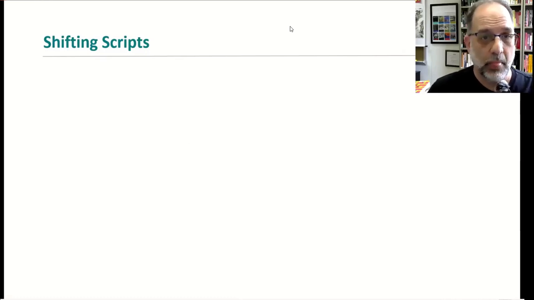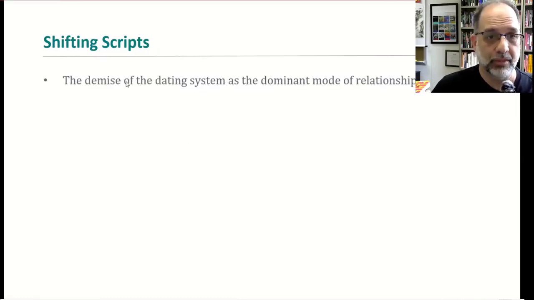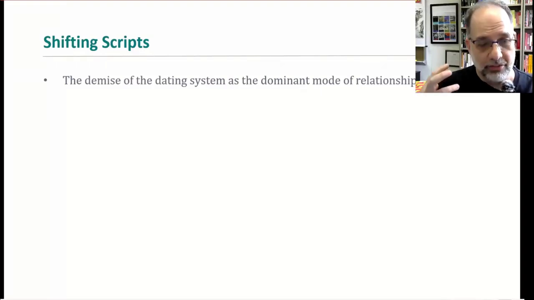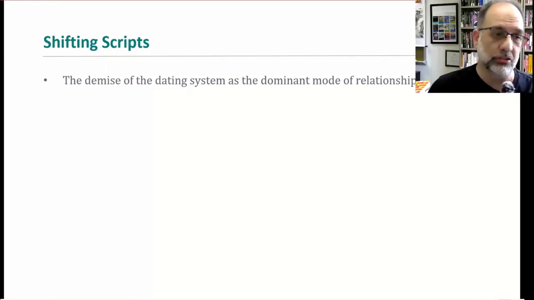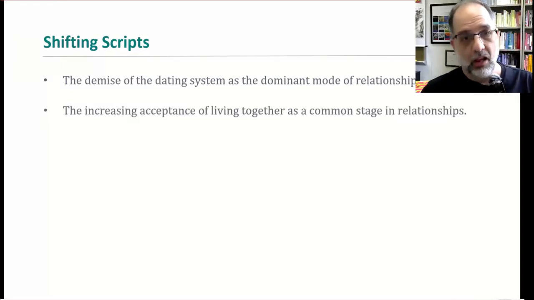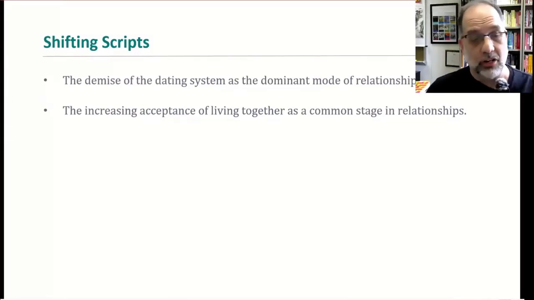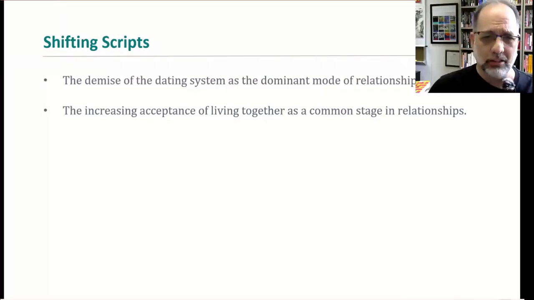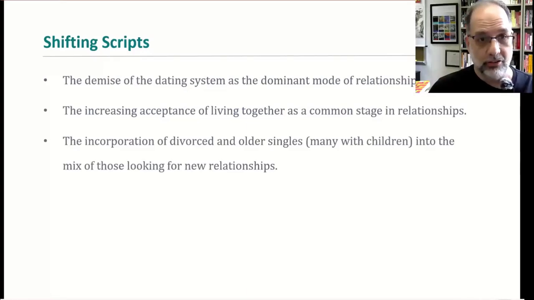How are they changing? Well, the dating system, we'll talk more about this a little bit later on, but we no longer have such a rigid pre-formulated system of dating that we had in this country in the last century. In addition, we have more people living together as a common stage of relationships. So the steps you go through now might or might not include living together, which is a very big decision, but is not automatic. So it has to be negotiated and considered.